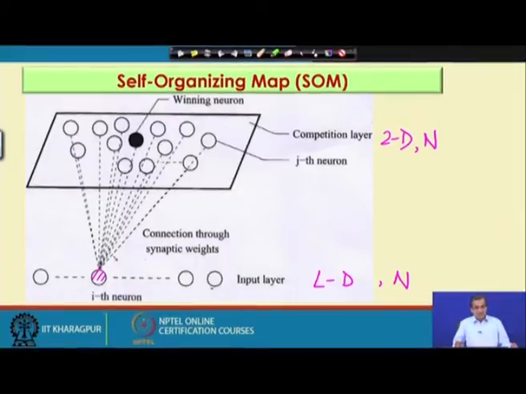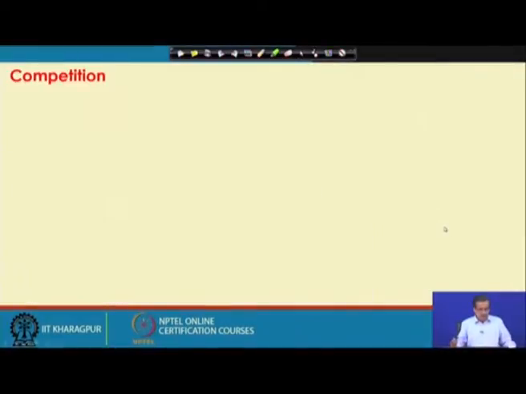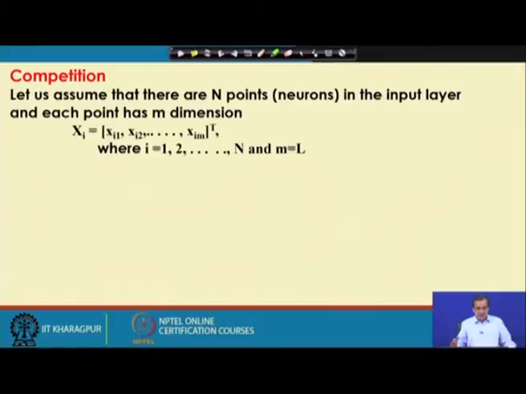Now, how to represent this ith data point? Once again, I will have to consider the dimension. If it is L dimension, there will be capital L number of numerical values to represent this ith input data point. And now, I will have to find out the corresponding data point in the lower dimension, that is in the competition layer. How to get it? To get it, what we will have to do is, first we will have to represent this particular data point in higher dimension.